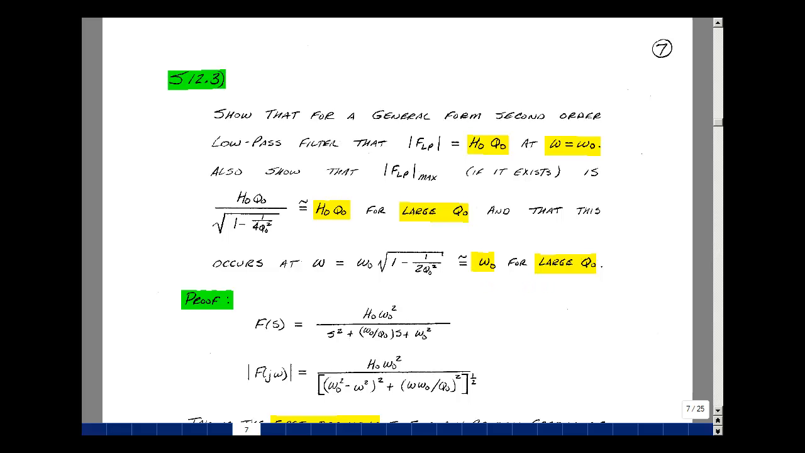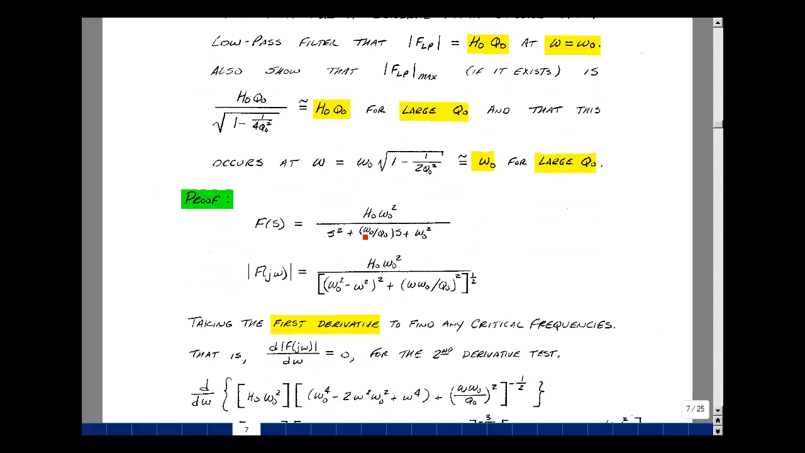Well, to show this, we need to know what the equation for our transfer function is, so let's go back to our Chapter 12 notes and find H of s for a low-pass second-order filter. And the gain is equal to H0 omega naught squared over s squared plus omega naught over Q0 s plus omega naught squared. The magnitude is the magnitude of the numerator over the magnitude of the denominator.